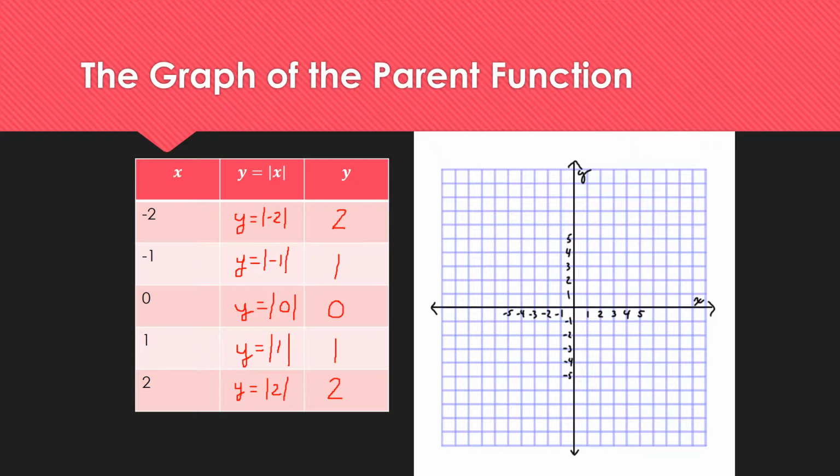Plotting my points and graphing the function, I've plotted my points here on the right, and I will connect the dots and put arrowheads on the end of the line. And again, the graph of the parent function, the absolute value parent function, is a v. It's very important to memorize what this looks like as we move forward.